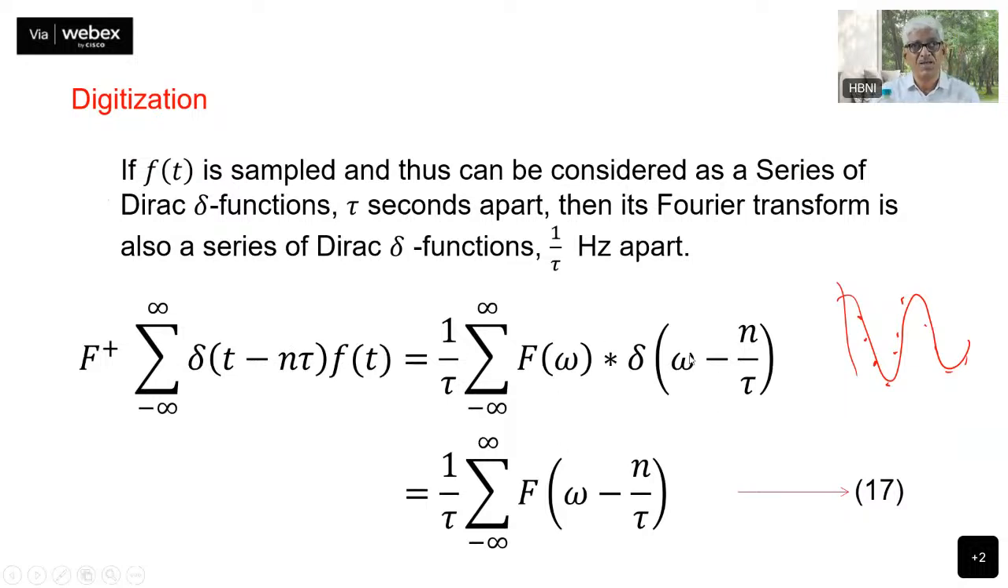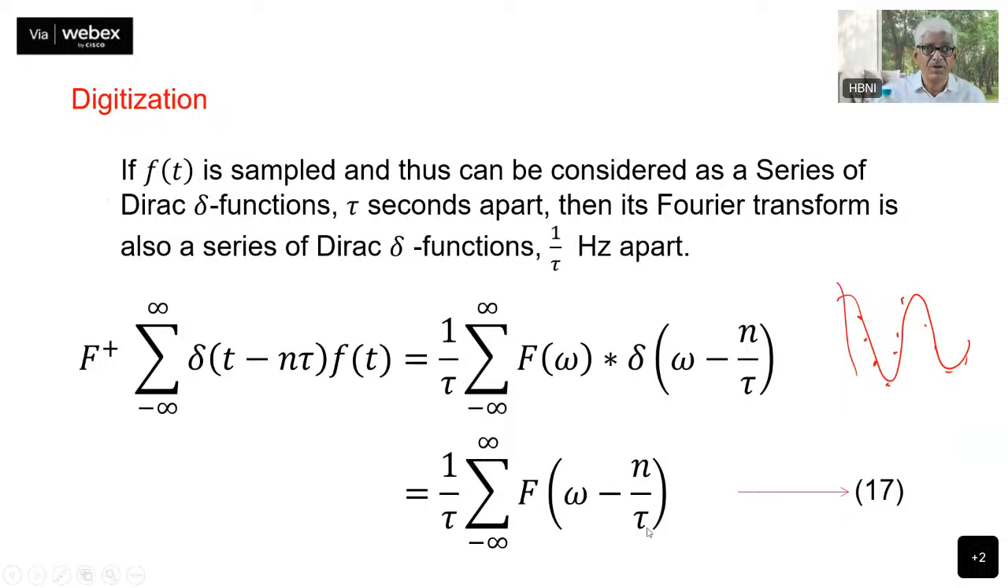And when you Fourier transform that, what you get is a series of spectra separated by 1 by tau. N is increasing from minus infinity to infinity. You look at this one here: 1 by tau, F of omega minus n by tau. F of omega is your full spectrum, right? Omega minus n by tau. If n is equal to 1, it is omega minus 1 by tau. So you get a whole series of separate spectra, separated by 1 by tau. So that much will be the separation between the individual spectra.